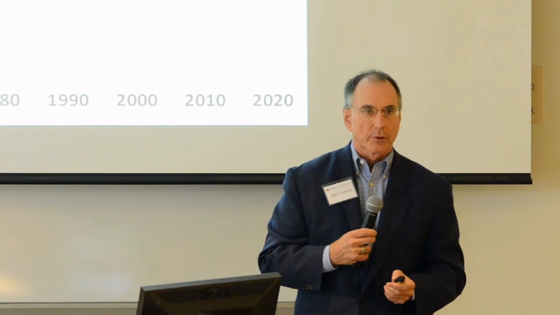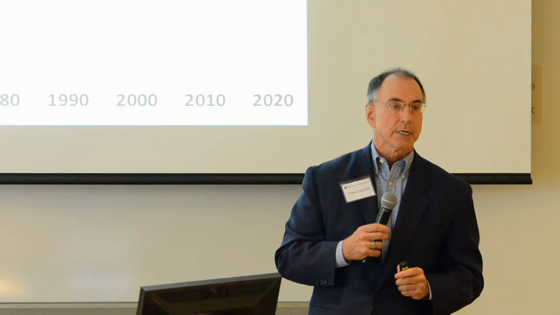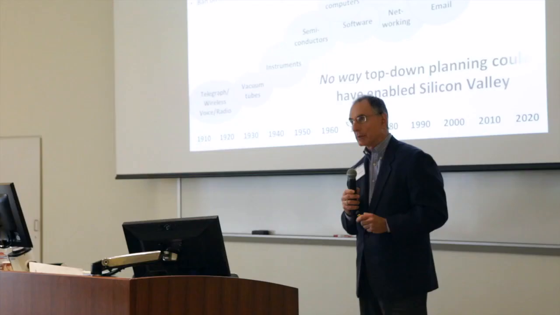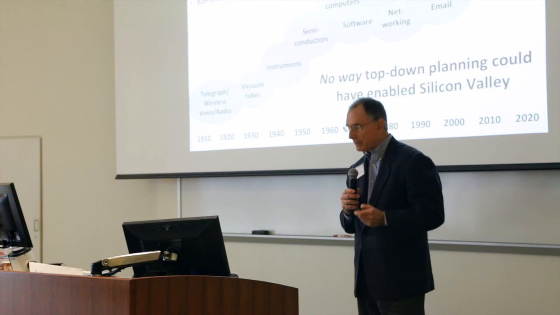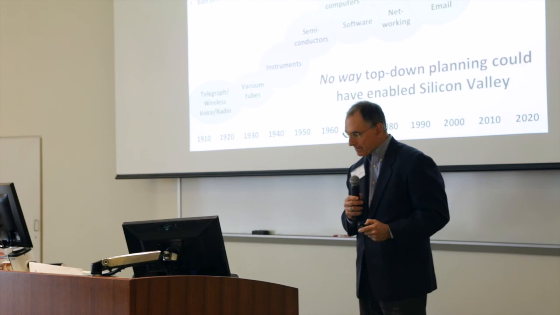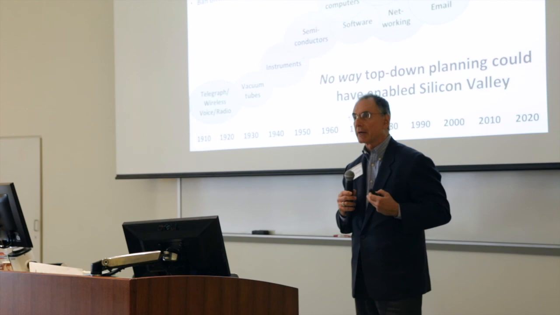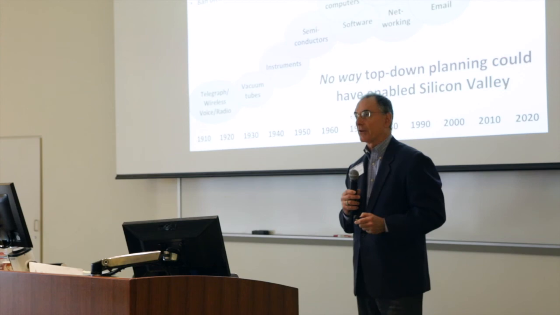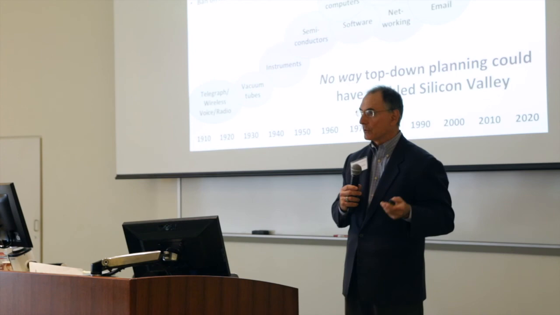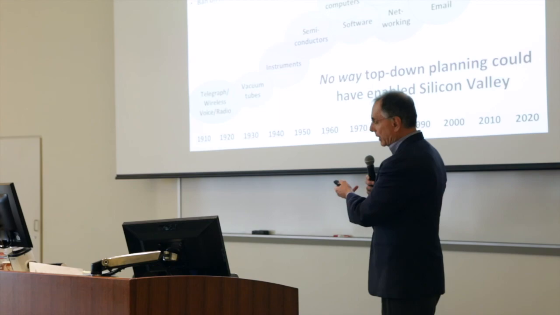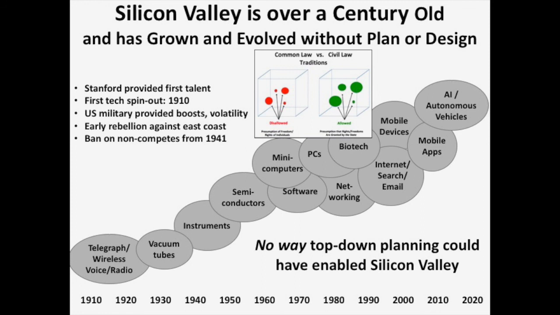Silicon Valley is over a century old. Most people don't realize how old Silicon Valley was, but it was in 1910 that the first high-tech spin-out happened in Silicon Valley. Stanford provided much of the impetus early on, and the U.S. military has provided periodic boosts, which has helped Silicon Valley, yes, but it's also provided volatility, because when demand for new technologies dried up because a war was over, Silicon Valley had to figure out how to deal with that.